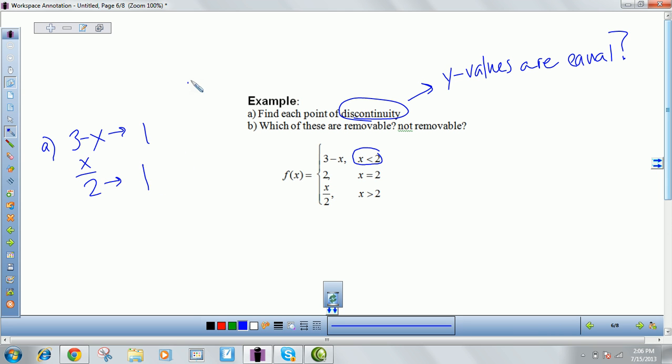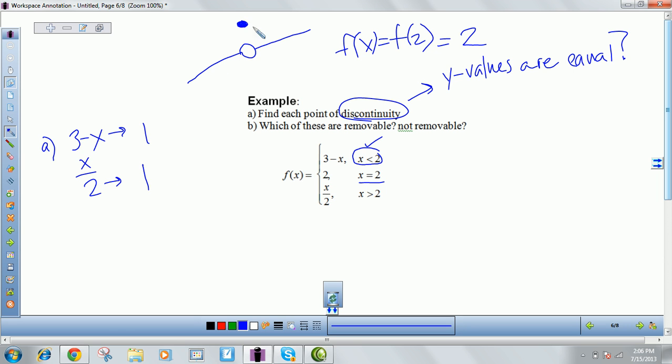So what that means is the graph does something like this. There's a hole there, but at 2, you notice, with your 3 minus x, this is not equal to 2, so it's an open circle. And then with this function, it's just greater than, it's not equal to, so it's open. But the actual value of the function, f of 2, at x equals 2 is y equals 2. And so it's up here.